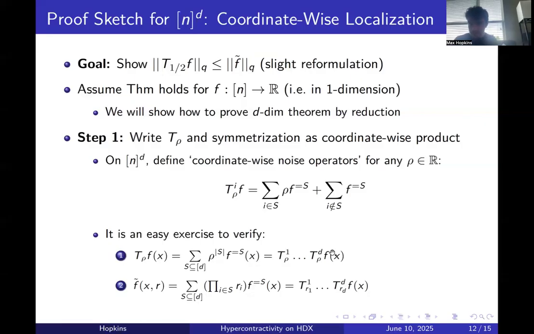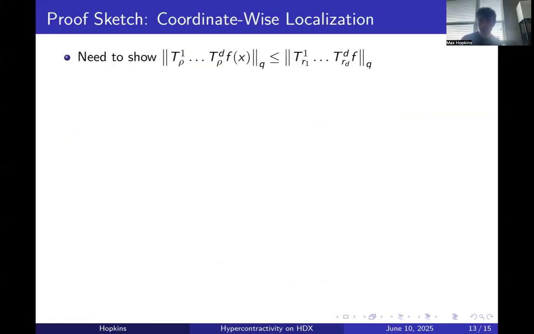And maybe slightly less obviously, we can also express the symmetrization of f in this form: the symmetrization of f at x, r, which is the sum of the product of r_i times f^{=S}, is exactly the application of T^1_{r_1} through T^d_{r_d} to f. So you can write both of these as a product of coordinate-wise noise operators. So we've reduced the problem to showing that the q norm of T_rho^1 through T_rho^d applied to f is at most the q norm of T_{r_1} through T_{r_d}, where these are random binary values, applied to f.